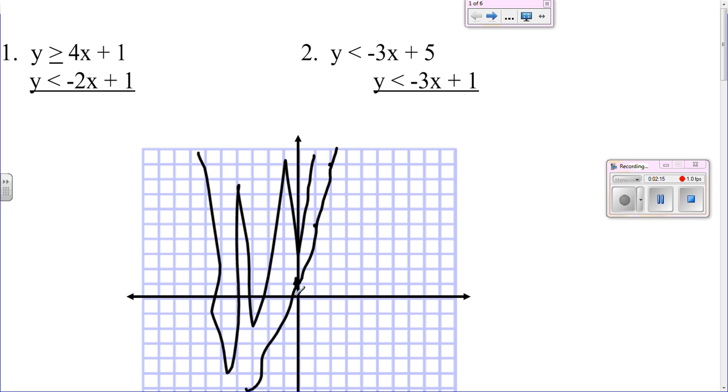Second line starts at 1 as well. Goes down 2 and right 1. So it's going to end there. So it goes in this direction. It's going to be dotted. And then it's everything below the line. And so your area that you would be putting your oval in or your circle in is right in here.